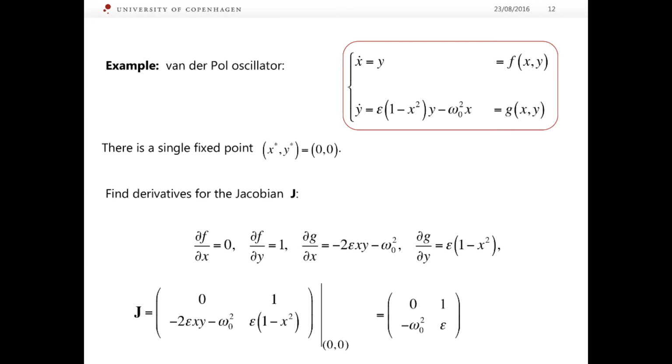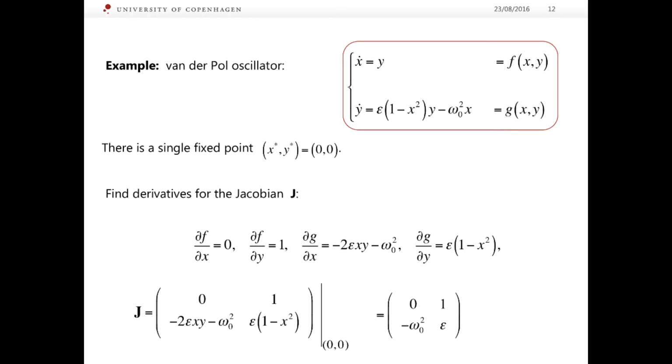This element has two terms. In the first term, we substitute x, y equal to 0, and this term disappears, so we are left with minus omega naught squared, which is a constant, so this looks correct. Then in the second row, consider the second element. We substitute the value of x equals to 0, and we are left with epsilon times 1, which is equal to epsilon here. And the Jacobian is finally formed, and it has 4 elements, all of which are constants.